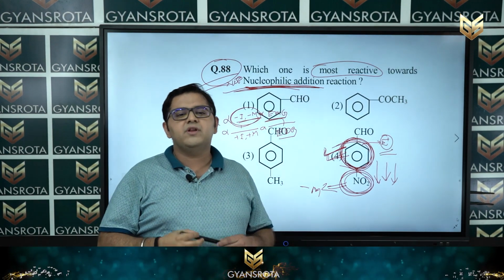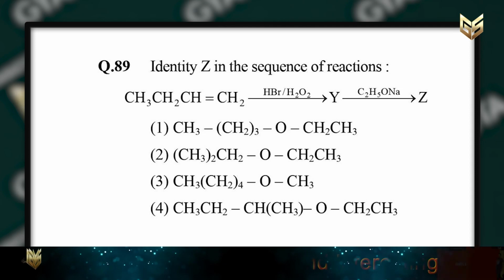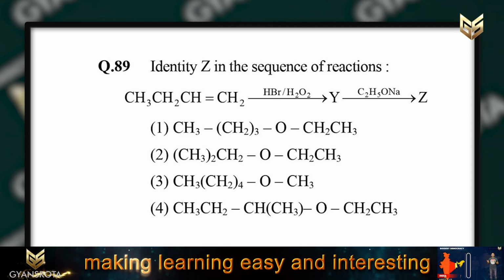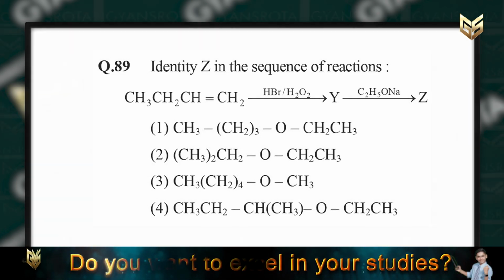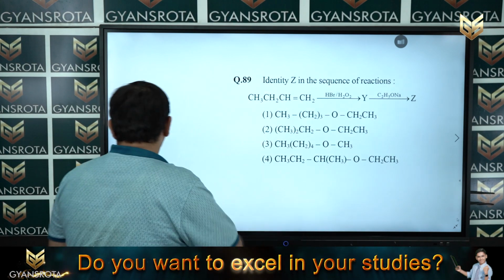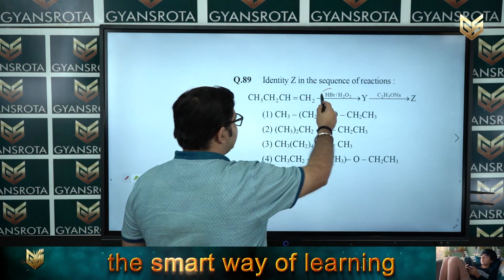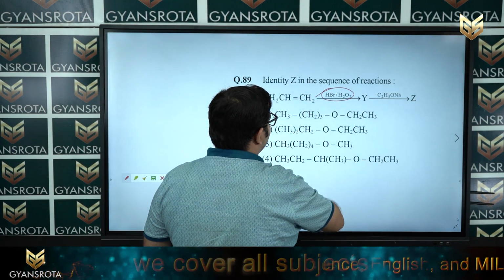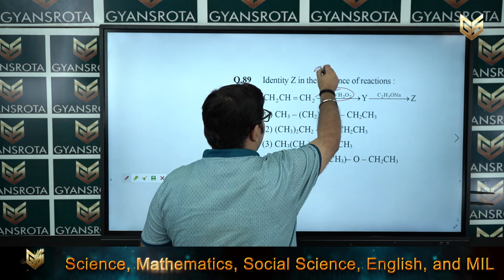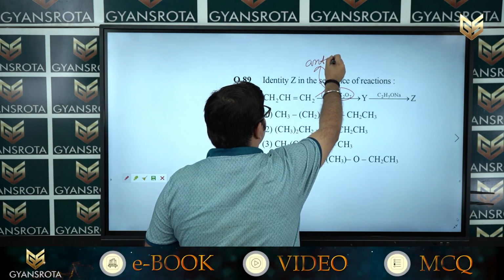So, now we are moving to the next question, that is question number 89. Question number 89 is on your screen. Identify Z in the sequence of reactions. So, now we are moving to the solution part. Now, if you see, they have given HBr, that is hydrogen bromide, in hydrogen peroxide. So, it means whatever bromine addition takes place will follow anti-Markovnikov's rule.